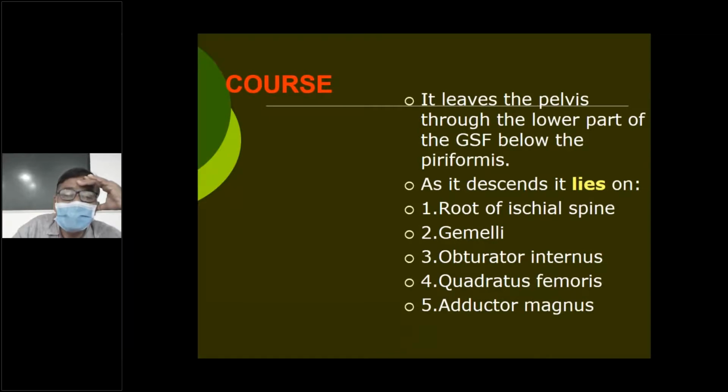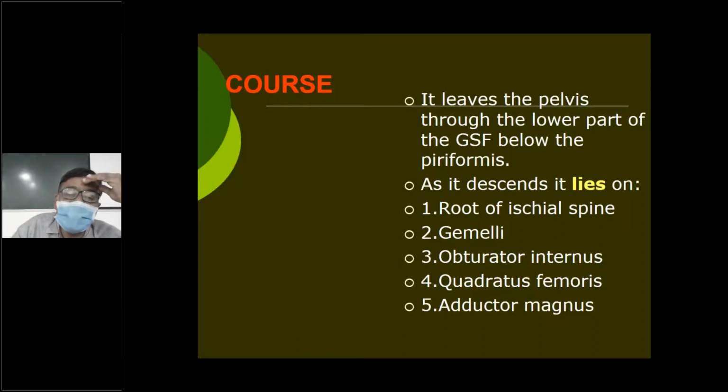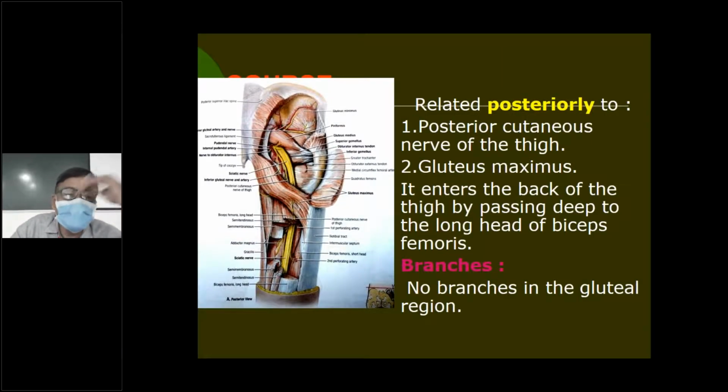Now the course. As it emerges through the greater sciatic foramen below the piriformis, it passes down. When it passes down, it crosses all the muscles which you have learnt earlier, like the gemelli, the obturator internus, the quadratus femoris, and so on. They are all crossed by the sciatic nerve. Now, what does the sciatic nerve do? Before that, we can see relations. The posterior cutaneous nerve of the thigh, though it is said as posterior, is more medial. And anyway, the posterior relation is gluteus maximus. Only when you reflect it can you see the nerve.